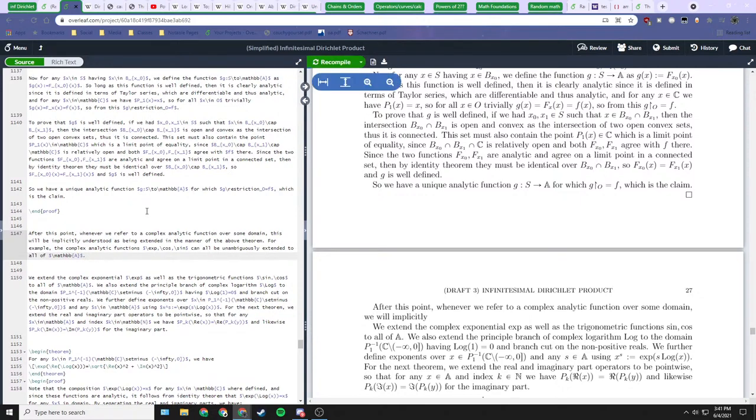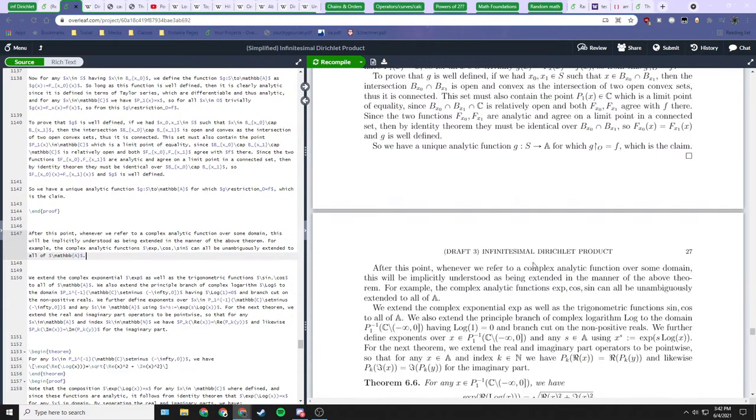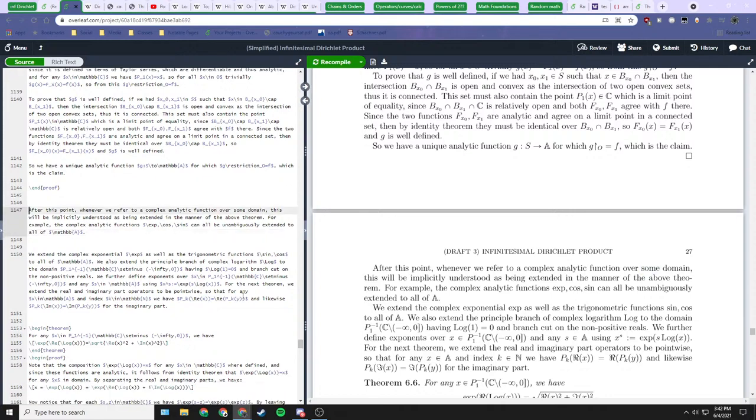I just wanted to add a little piece of dialogue after this result, which is that in the future, whenever we refer to a complex analytic function over some complex domain, this will be implicitly understood as being extended in the manner of this theorem, with a pre-projection of its domain. For example, the complex analytic functions exponential, sine, cosine can all be unambiguously extended to all of A. We had already stated that.